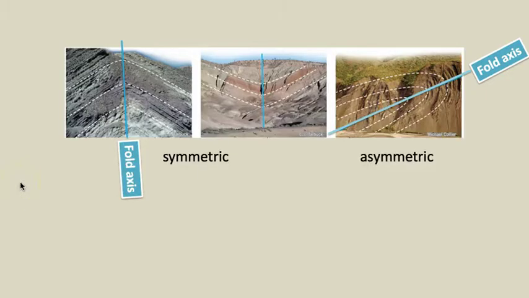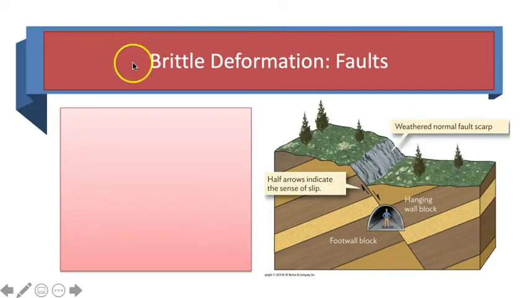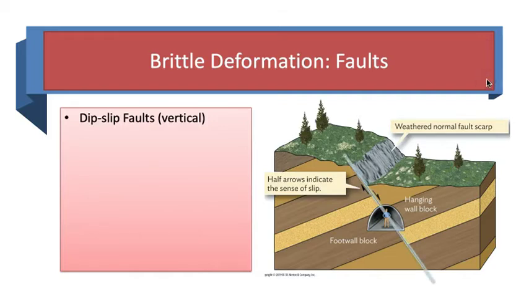If the fold axis is tilted from vertical, the fold can be described as an asymmetric fold. Brittle deformation makes faults and can be caused by any type of stress. There are two categories of faults, dip-slip and strike-slip. Dip-slip faults, also called vertical faults, are those where rock slides up or down along the dip of the fault surface.